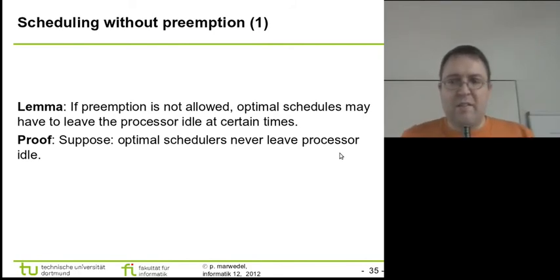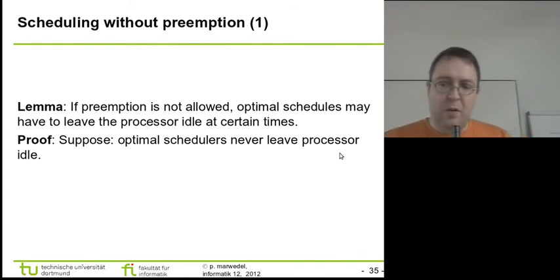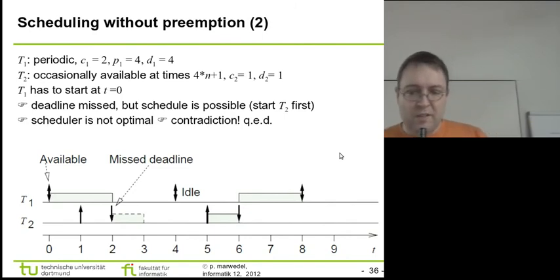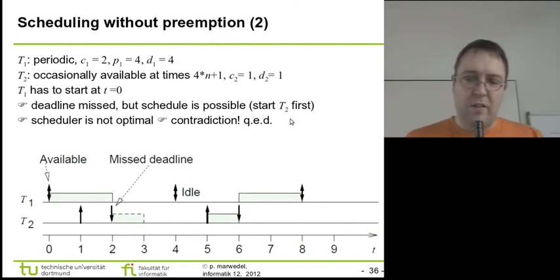So now let us consider scheduling without preemption. Let's start off with a lemma. If we do not allow preemption in a system, optimal schedules may have to leave a processor idle at certain times. Let's try to prove this lemma. Let's suppose optimal schedulers never leave the processor idle. So we construct an example.